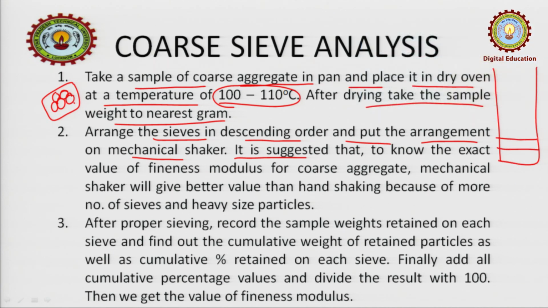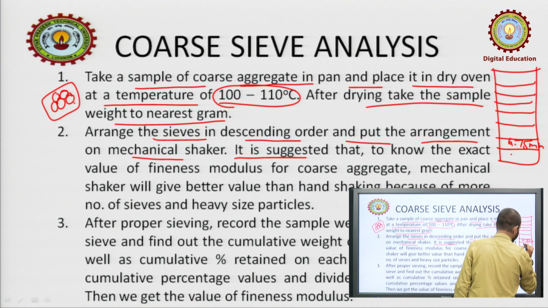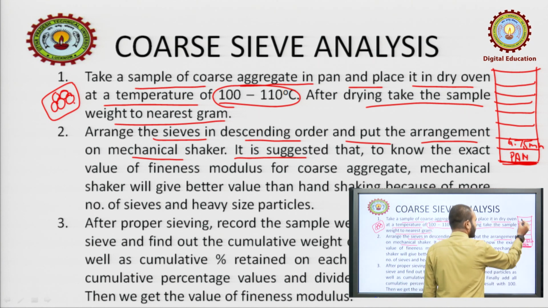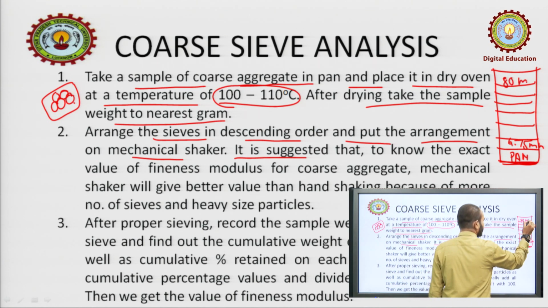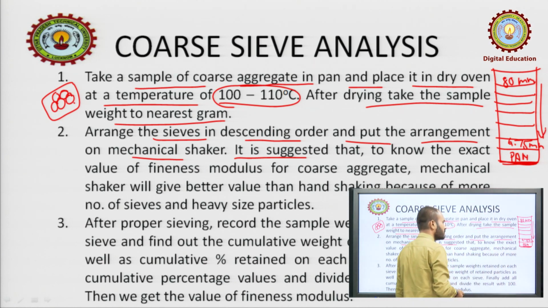There will be a number of sieves. What are sieves? I already told you, like this. The minimal sieve size will be, suppose, 4.75 mm, and below it is a pan. It is a solid pan, meaning no perforations. Here it will be 80 mm, decreasing. Accordingly, we will arrange the sieves in this manner.